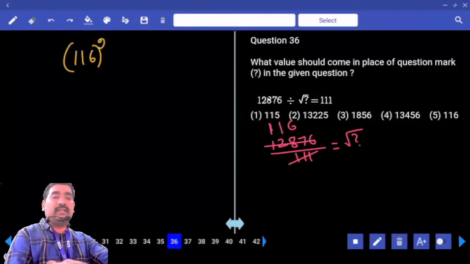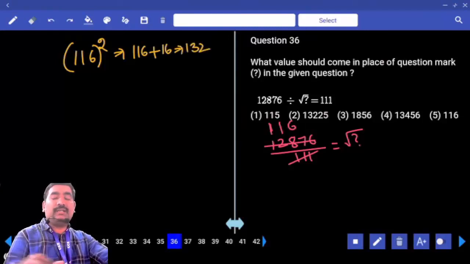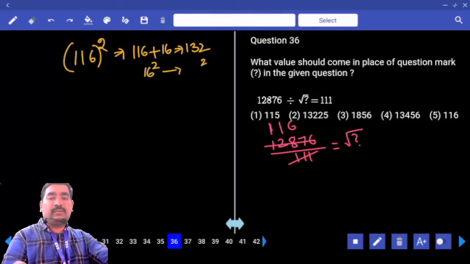116 whole square. How much more than 100? 16 more than 100. 116 plus 16 is 132. 16 square is 256. Answer is 13456.